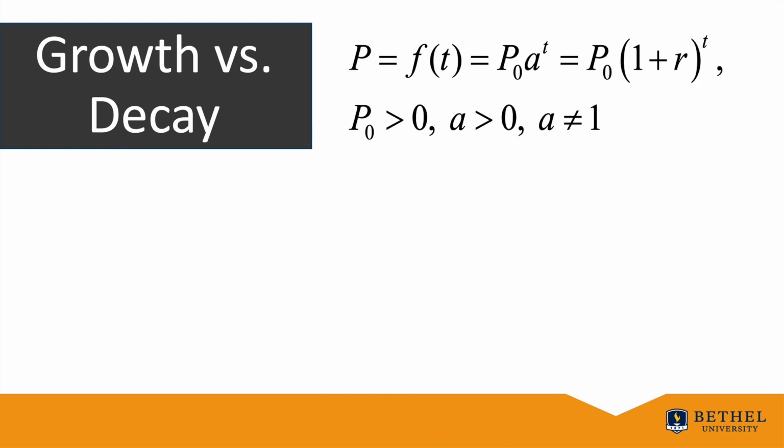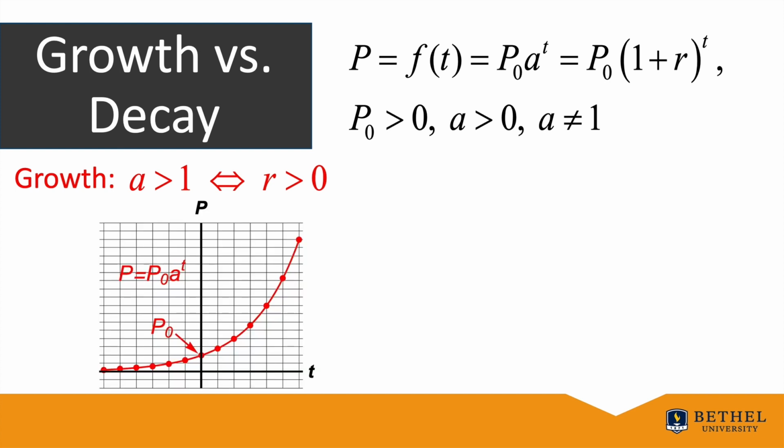What do graphs in these two cases typically look like? For the growth case, when a is bigger than 1 and r is bigger than 0, the graph looks like this. It's defined for all real numbers t, it's always increasing, it rises as t moves to the right, and it's also concave up. What concave up really means is that the slope of this curve keeps increasing.